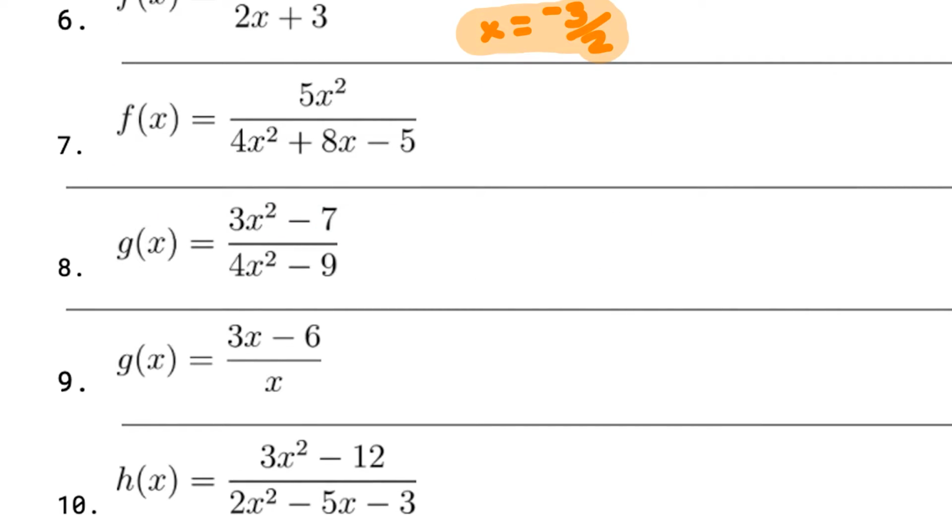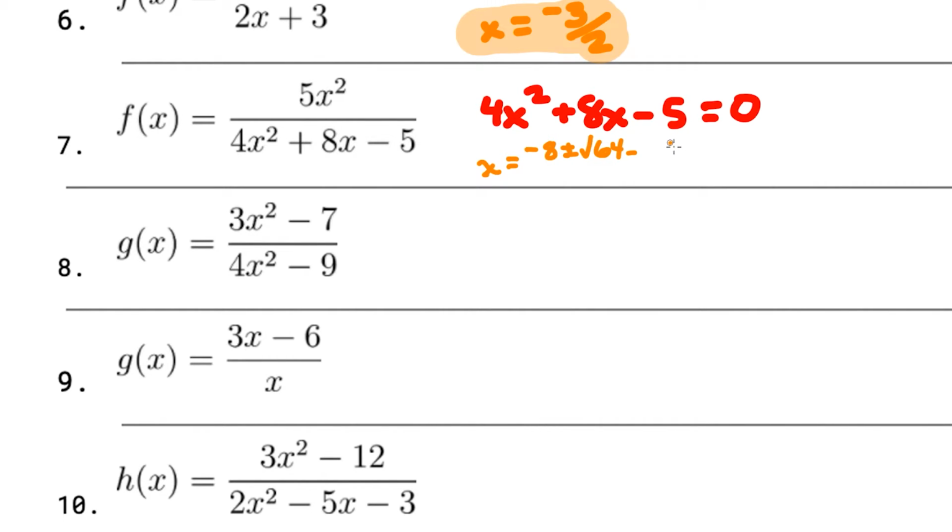Okay, number 7 is a little bit tricky in that you have to set the denominator equal to 0 again. But this time, in order to solve this, you would need the quadratic formula because you have a quadratic equation here. If you wanted to, you could also factor it, but I'm going to use the quadratic formula because that's what I tend to prefer. So x is equal to negative b plus or minus the square root of b squared minus 4ac, which is 4 times 4 times negative 5, which is going to be negative 80. And then we're dividing this all by 8.